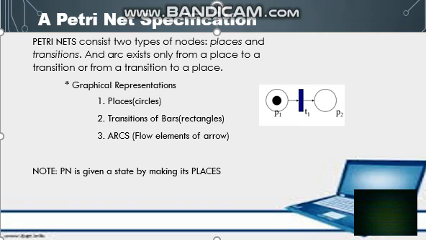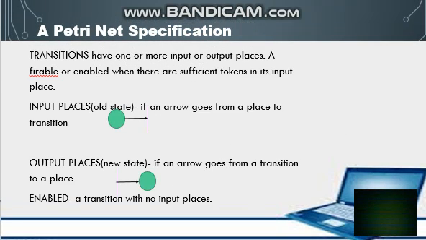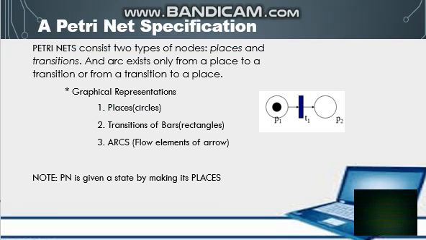So for the graphical representation, we have here the places. This is the symbol of places, indicated as a circle. The transitions are indicated as rectangles. Arcs are indicated as the flow element, an arrow, this one. So note that a Petri net is given a state by marking its places. Another example is stated here, that a Petri net is primarily used for studying the dynamic concurrent behavior of network-based systems where there is a discrete flow.